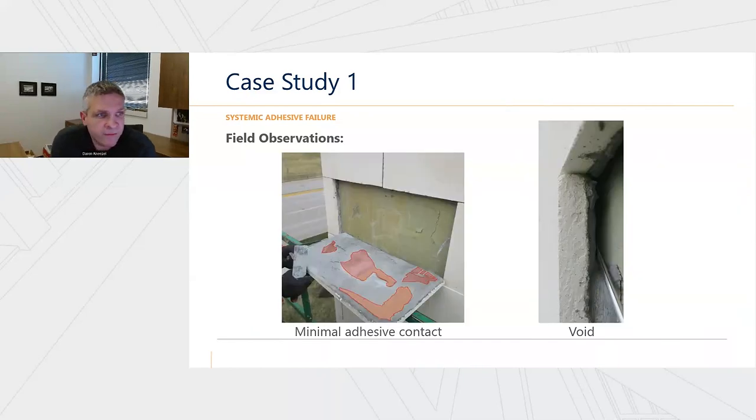The left photo here shows another area where the unit could be removed readily by hand, had minimal adhesive contact with the backup. The red shading shows the small portions of the unit that did have some amount of adhesive contact with the backup. This all indicates insufficient pressure was applied and you didn't get the good squeeze out on the perimeter.